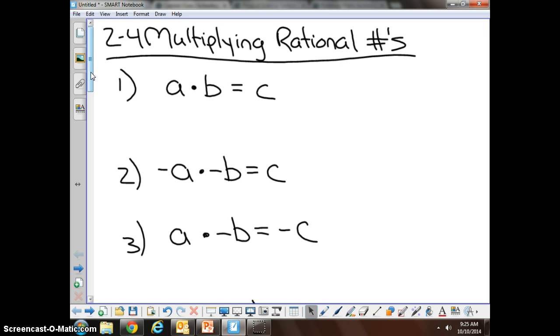I agree, Mr. Pottinger. You agree with me, Mr. Walker, that it is focusing on multiplication of rational numbers? Yes. That's what you're focusing on today.